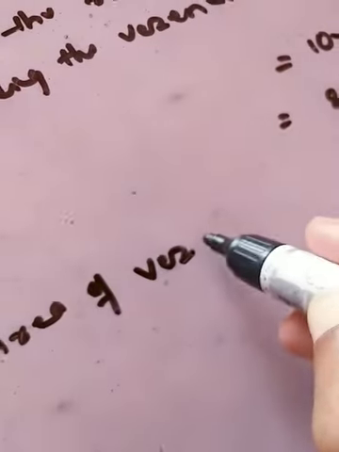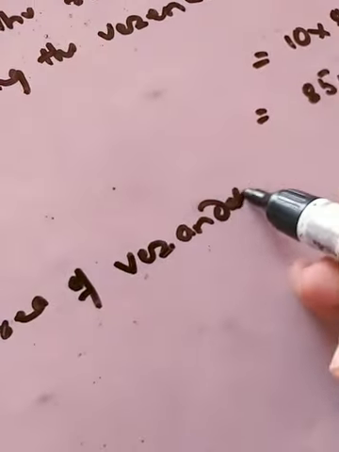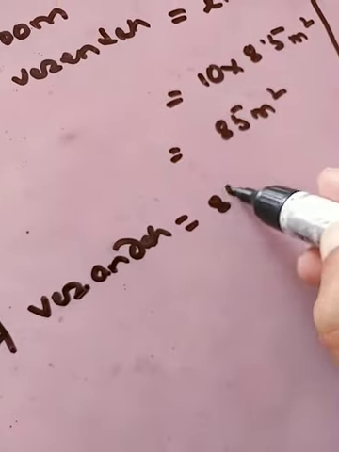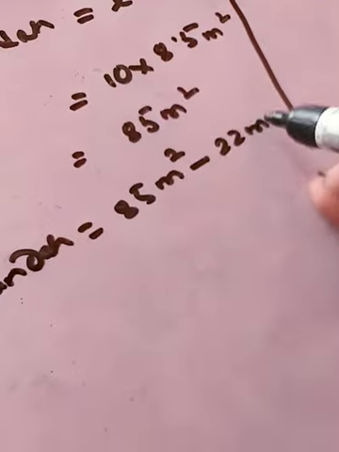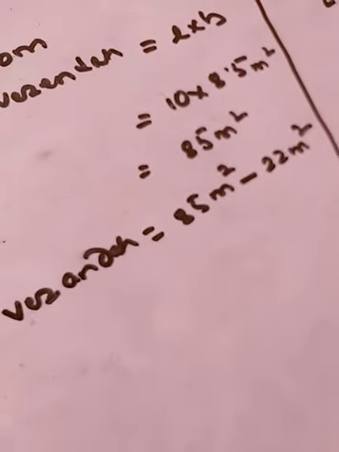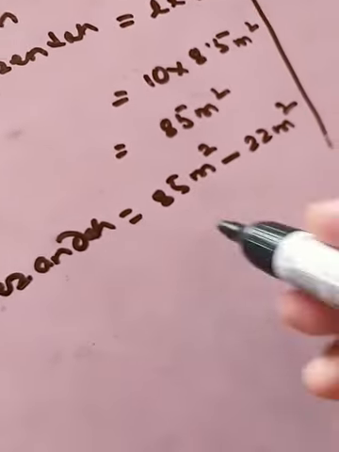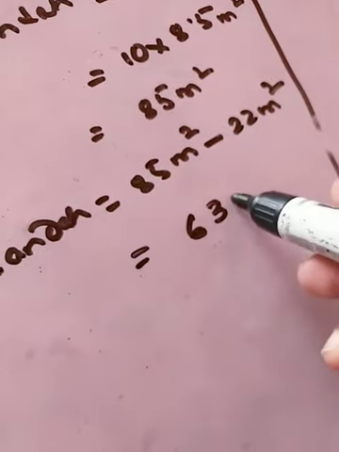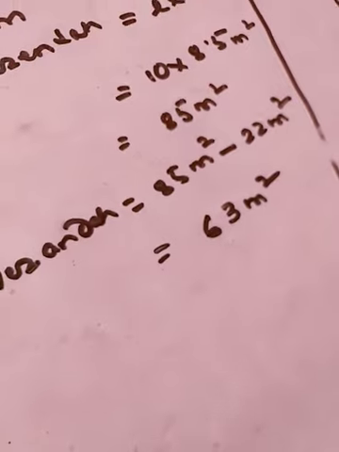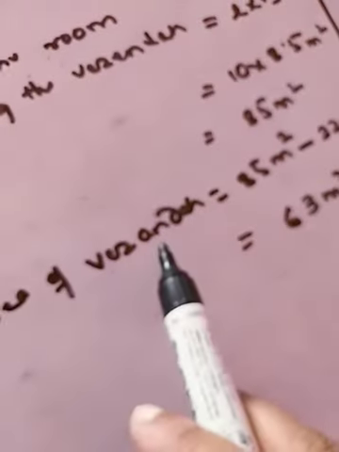Understood? Now how to get the area of the veranda? Area of veranda is 85 meters square minus 22 meters square. So how much will we get? We'll get 63 meters square. Fine. Now we know the area of the veranda.